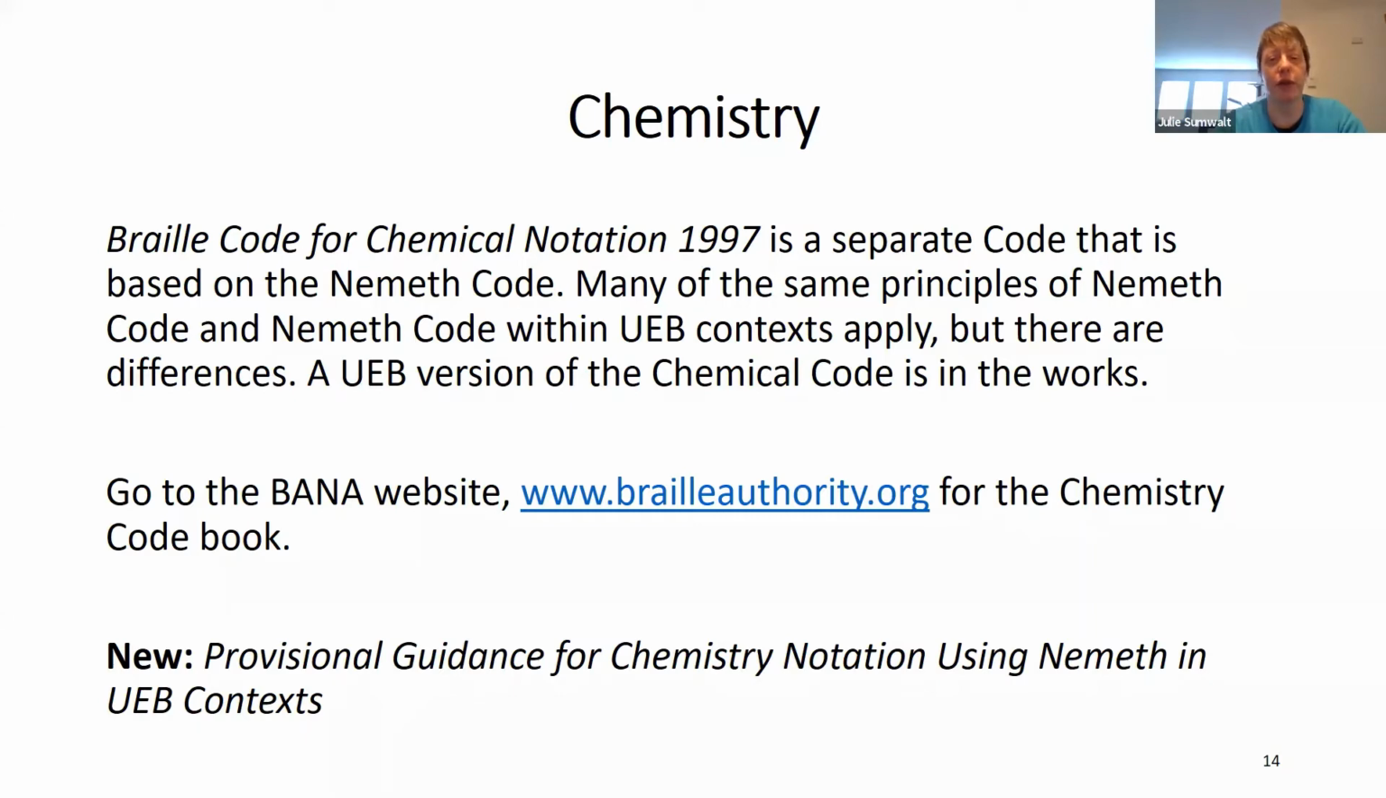It is based on the former code EBAE because it's from 1997, but there is a UEB version of the chemical code in the works, but not ready yet. If you want that, you again go to the BANA website and get the chemistry code book under Nemeth Code. There is, however, a provisional guidance for chemistry notation using Nemeth in UEB contexts. That means that there will be an official final document sometime in the future.